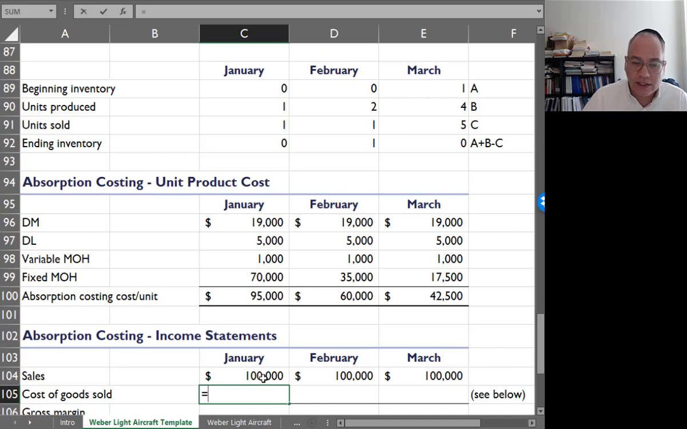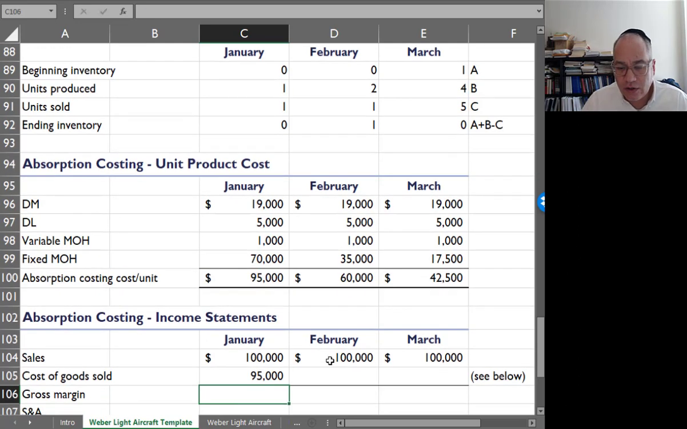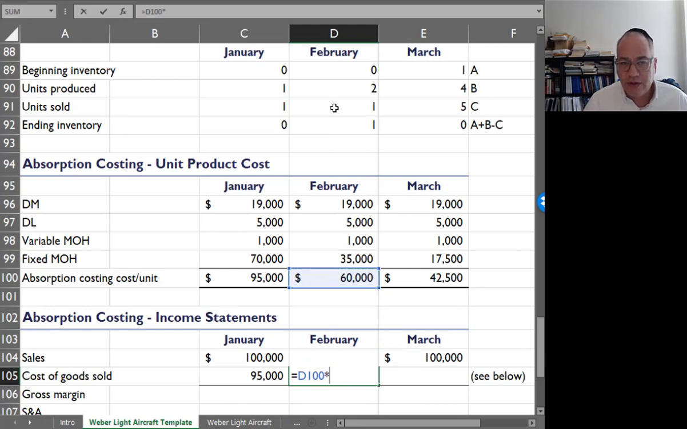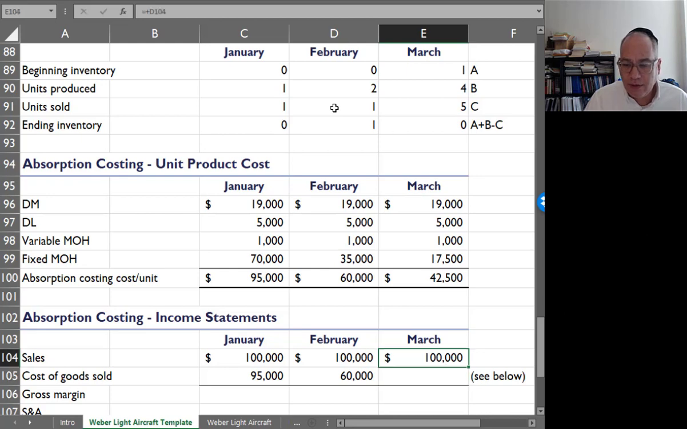Cost of goods sold, I just calculated. Well, I didn't. It's $95,000 in January because I only sold 1 unit. In February it's $60,000 because I only sold 1 unit. I should really do it this way. In March, however, wait, sales is wrong.